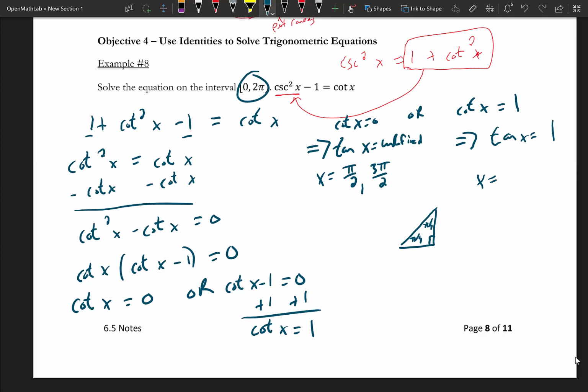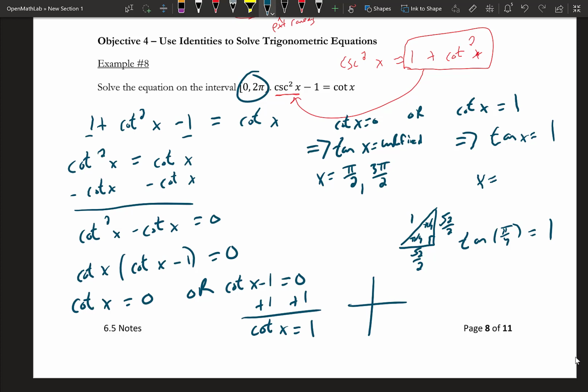So if I have a right triangle, and these are both pi over 4, then this would be radical 2 over 2, this is radical 2 over 2, and this is 1. So if I take radical 2 divided by 2, then divide that by radical 2 divided by 2, that gives me 1. So in other words, we know that tangent of pi over 4 gives me 1. So that's my reference angle.